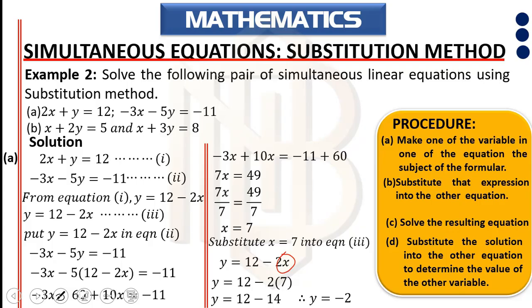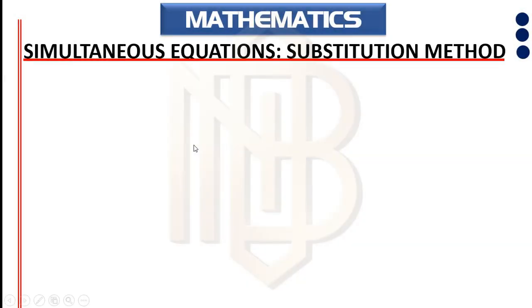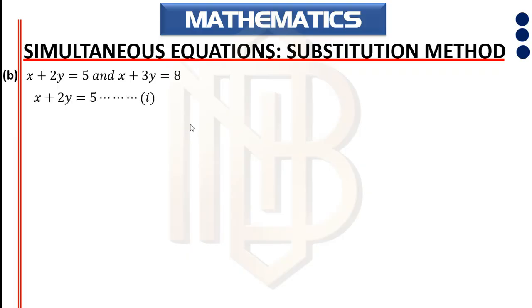So we have our two answers. That's x equals to 7 and y equals to -2. That's the answer. Okay, so now let's take a look at the second question. We have x plus 2y equals to 5 and x plus 3y equals to 8. Of course, that's our equation 1, and we have our equation 2 as stated.